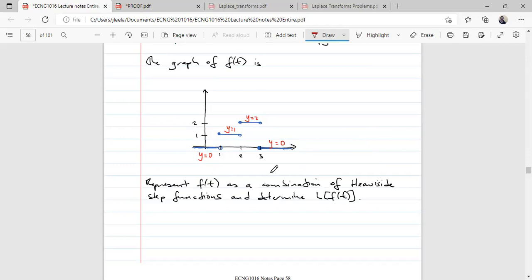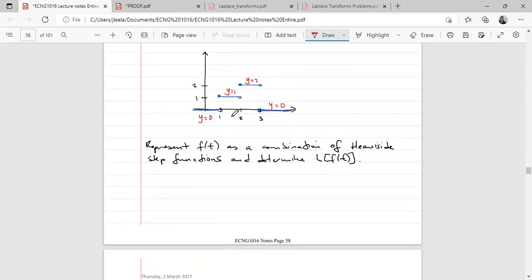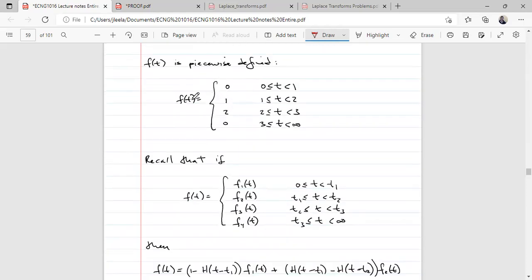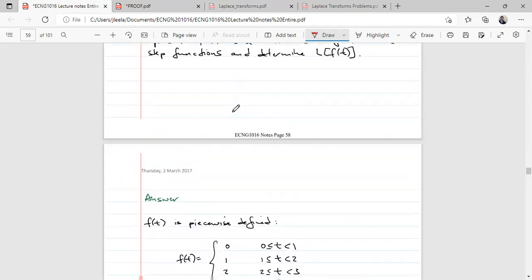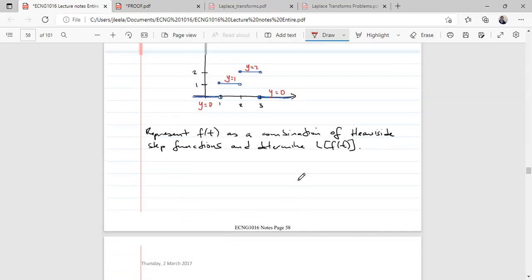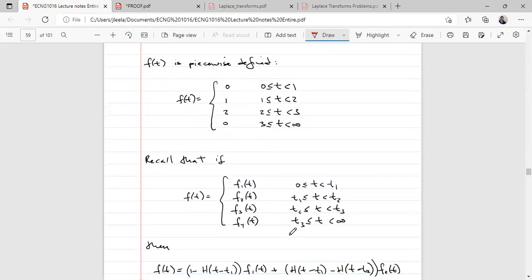So we want to represent this as a combination of Heaviside step functions and determine the Laplace transform, right? So you see, look at it here. Exactly what I wrote here in the diagram. So f of t is 0, right? Between 0 and 1. Is 1 between 1 and 2. Is 2 between 2 and 3. And is 0 between 3 and infinity. Beyond 3 basically, right?